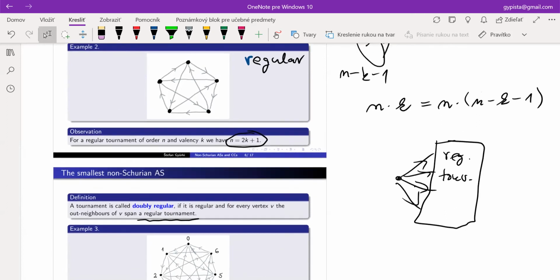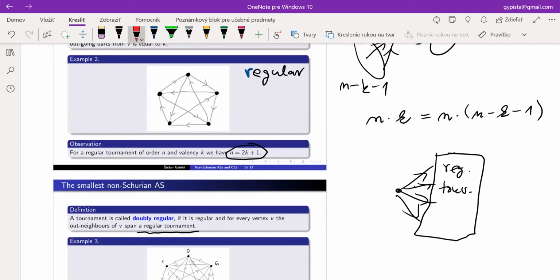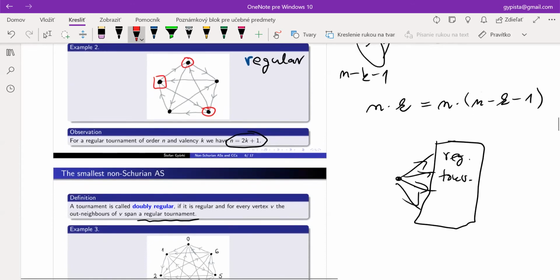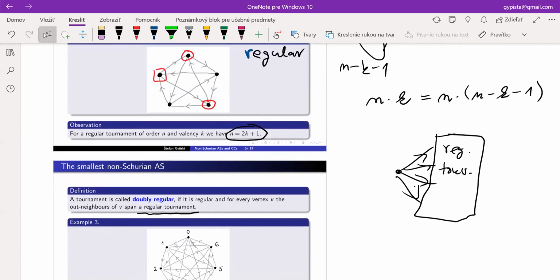I will use this example too. For example, I am choosing this vertex and it has 2 out neighbors. Clearly, since it has an even number of out neighbors, the corresponding induced tournament will not be regular. So it has just 1 edge and 1 dart, and this is clearly not a regular tournament. So in example 2, we have a regular tournament, but not a doubly regular tournament.